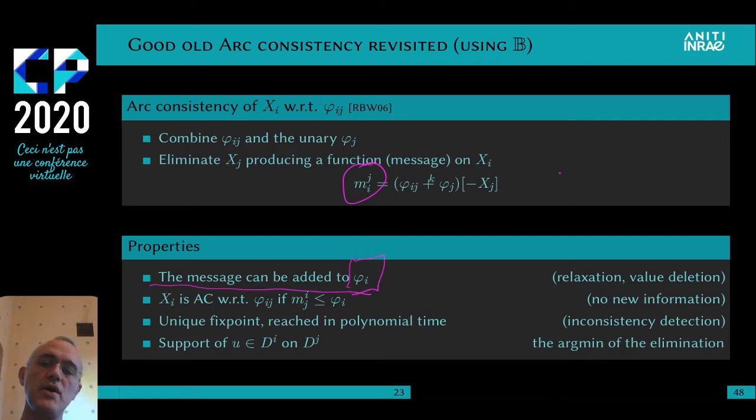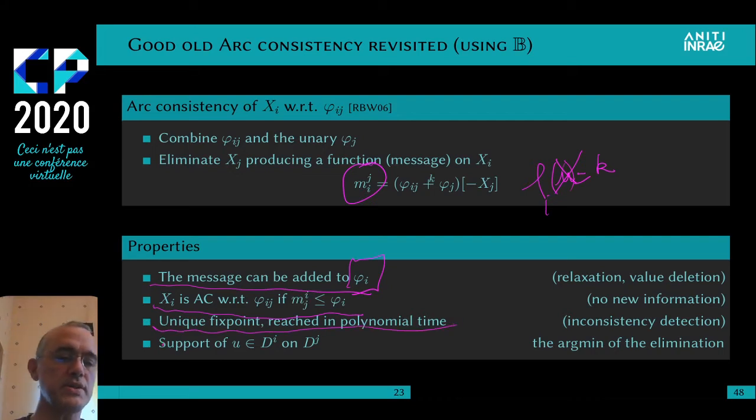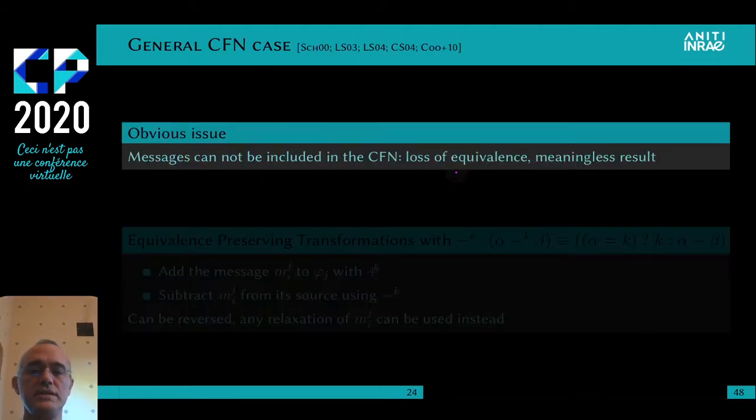That is, if we have proved, for example, that value u has cost k, we can delete the value u from the domain of phi. So this provides the usual R consistency mechanism. We can define an associated property when the message produces no new information, and all messages produce no new information. We know it has a unique fixed point that can be reached in polynomial time, in linear time actually, for tables, for tensors. And this has this notion of support for a value, which is nothing but the argmin of the elimination that is done here. That's our consistency for CSP.